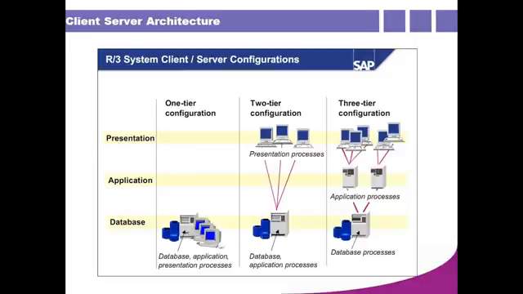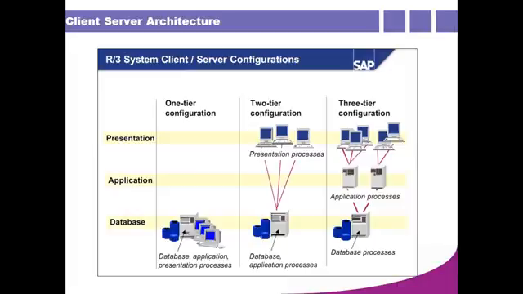That means presentation layer, application layer and database, three layers we are installing in a single server. That is called one tier configuration. It means in a single server we are configuring all the three layers.